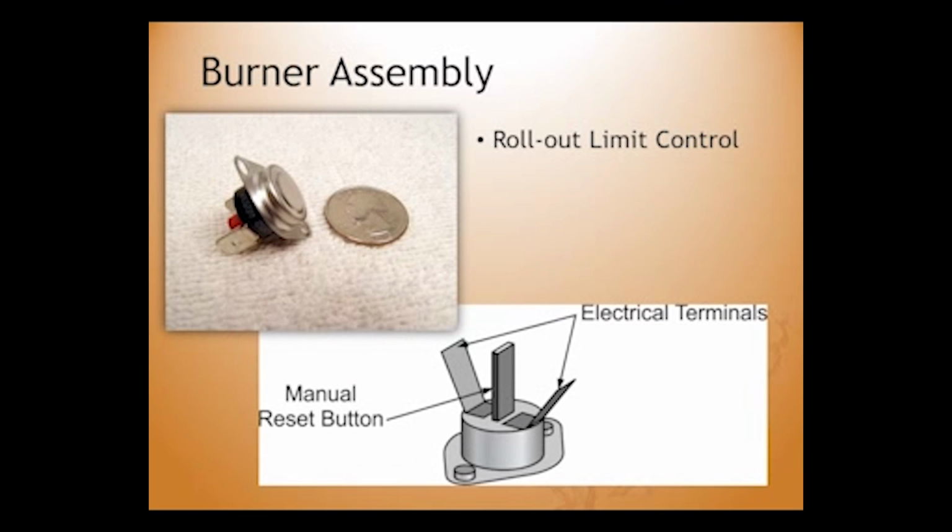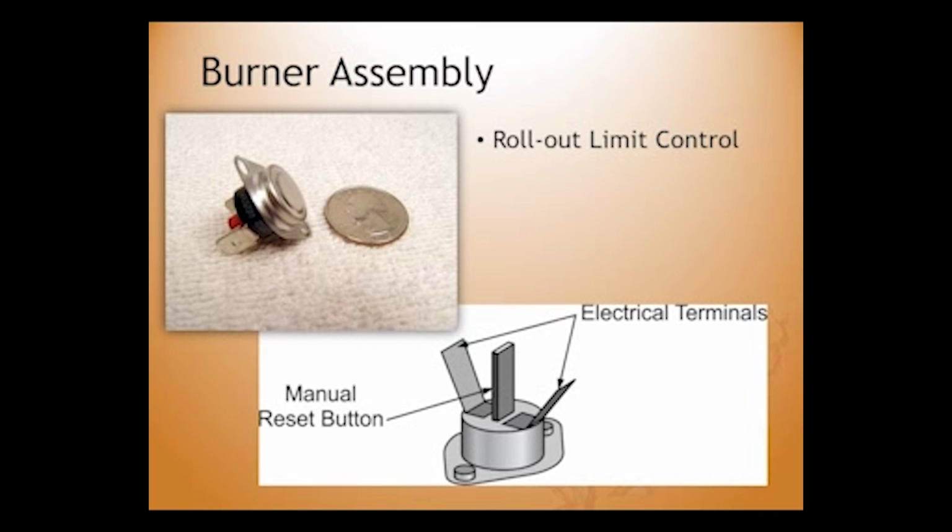The last safety device that we have in our burner assembly is the rollout limit control. A flame rollout is when the gases and flames exit the combustion chamber incorrectly, and is caused by a number of different things. Make sure you're going over the list on page 13 of your module. This results in the exhausted gases entering the living area instead of leaving out through the flue.